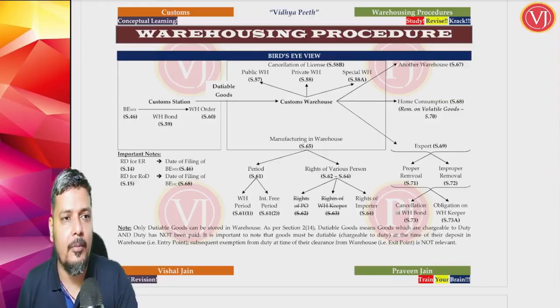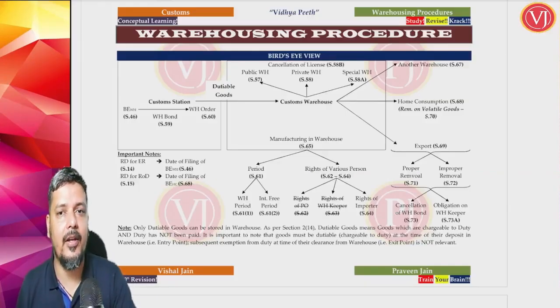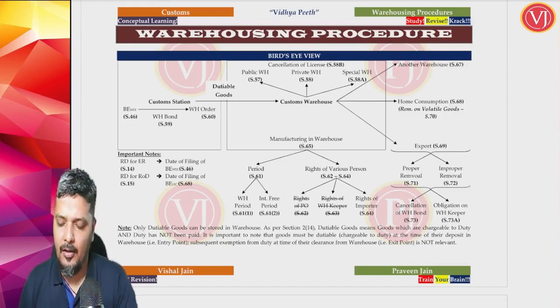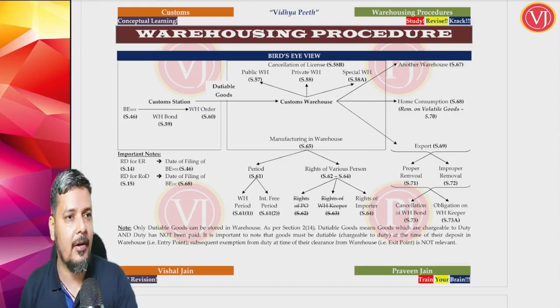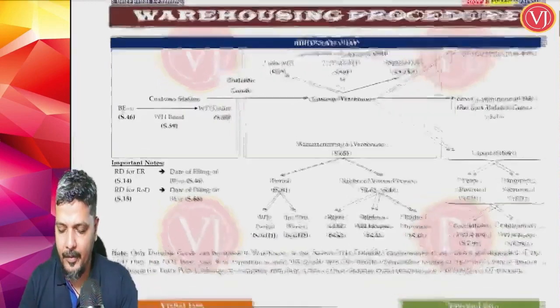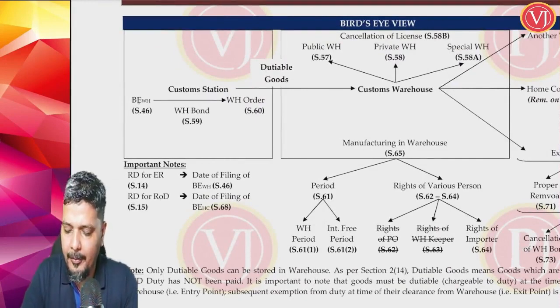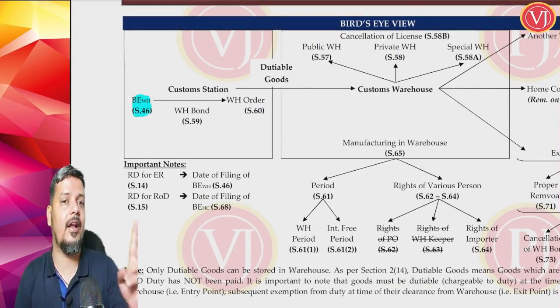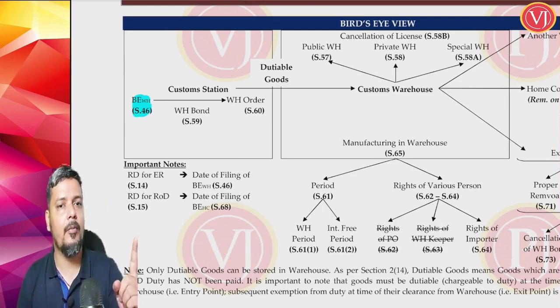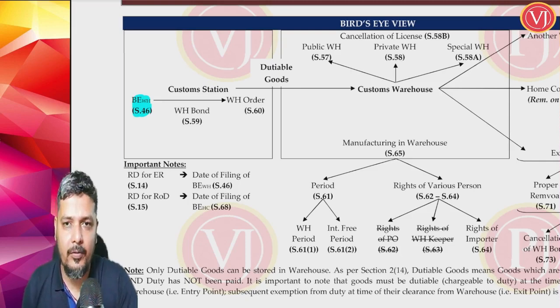Now, a very important procedure that we are going to discuss is warehousing procedure. Like all the chapters, first we'll see the bird's eye view of this warehousing procedure in a different format. First thing that you will do when you are going to warehouse: file a bill of entry for warehousing under section 46. Section 46 will have 2 bill of entries. One bill of entry for home consumption, pay and take the goods. One bill of entry for warehousing.